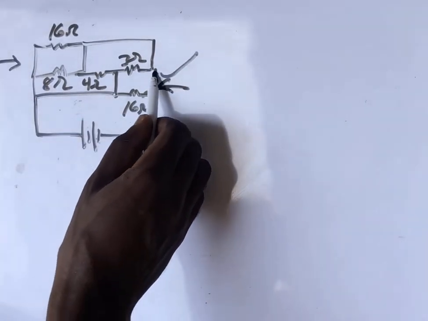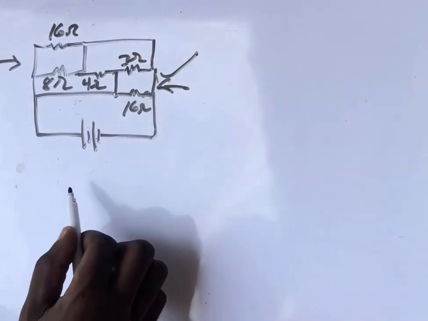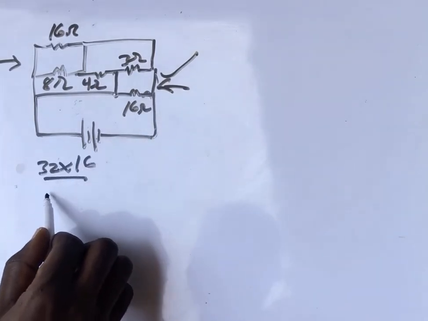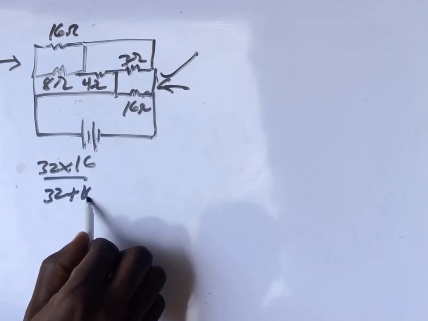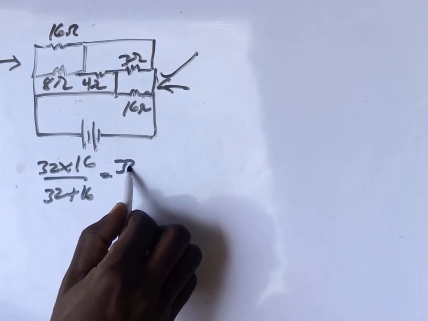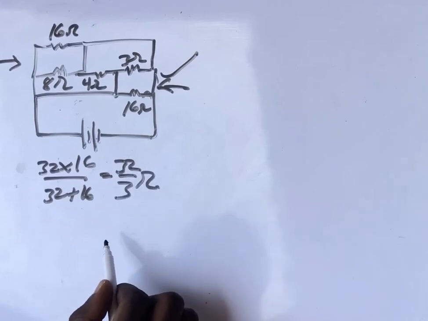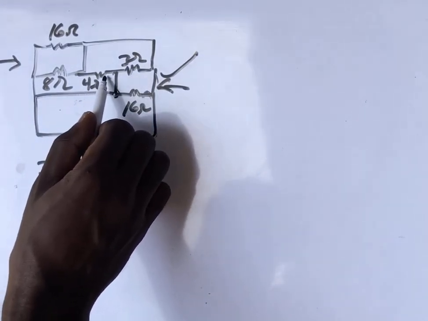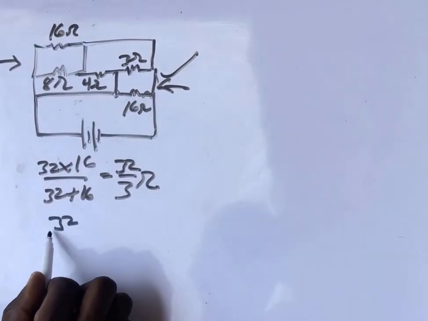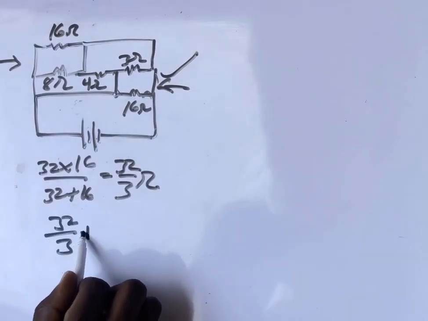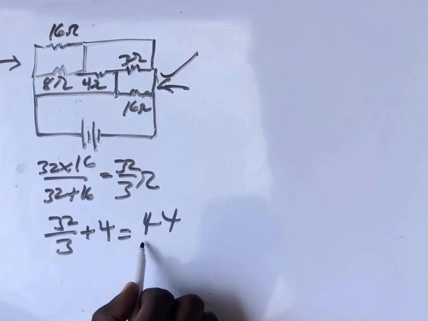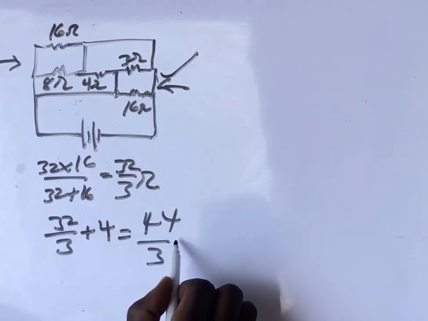We have this to be in parallel. So you have 32 times 16 over 32 plus 16, and this will give us 32 on 3 ohm. Now this will also be in series with the 4 ohm. So we have 32 on 3 plus 4, and that will give us 44 on 3 ohms.